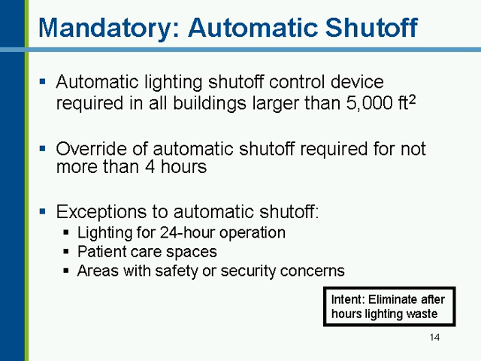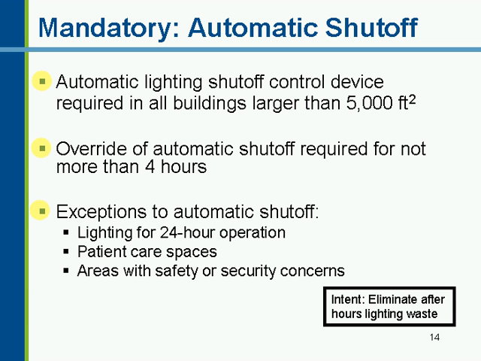The primary major mandatory requirement is for automatic lighting shutoff, and this applies to buildings larger than 5,000 square feet. And another part of this requirement is that those individual switches that we just talked about must be able to override this automatic shutoff for a period of no more than 4 hours. So when occupants need to come in and do some work after hours, for example, they have the capability of overriding that automatic shutoff. There are some exceptions to this requirement.